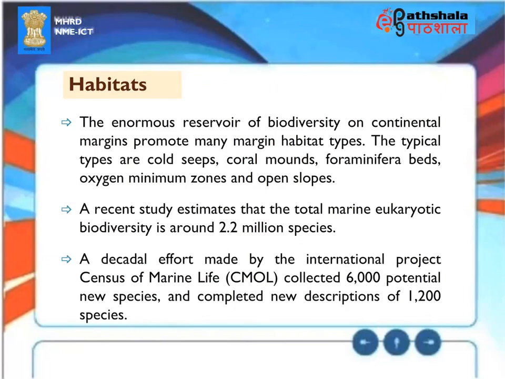Habitats. The enormous reservoir of biodiversity on continental margins promotes many margin habitat types. The typical types are cold seeps, coral mounds, foraminifera beds, oxygen minimum zones, and open slopes. A recent study estimates that the total marine eukaryotic biodiversity is around 2.2 million species. A decadal effort by the International Project Census of Marine Life, CoML, collected 6,000 potential new species and completed new descriptions of 1,200 species.